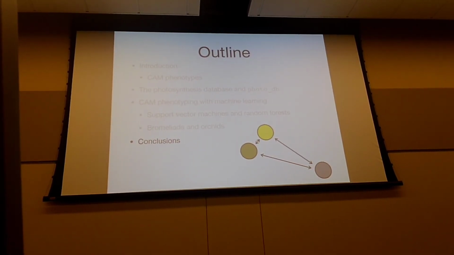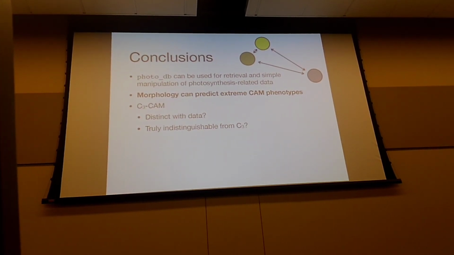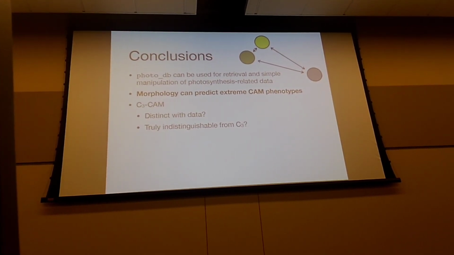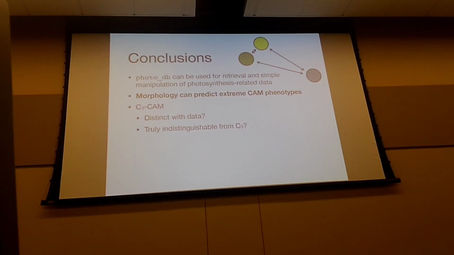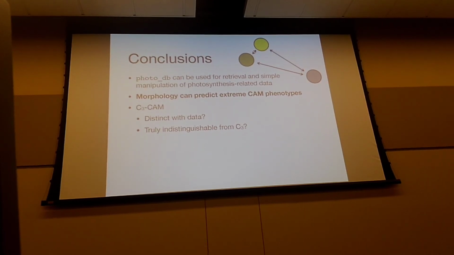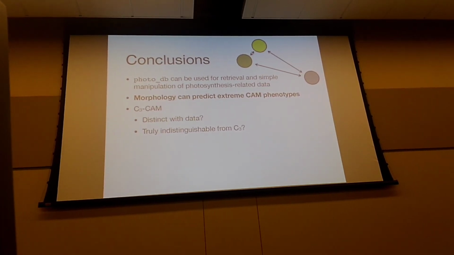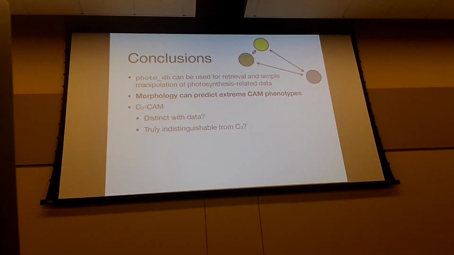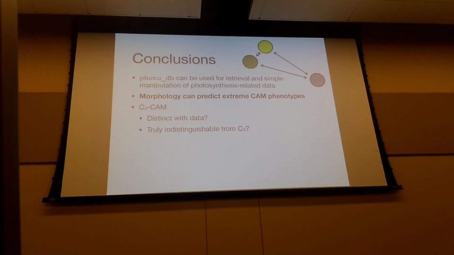So to conclude here, I hope that I've shown you that PhotoDB, this package, is useful. I hope that you'll use it or at least help me build it bigger. And what I find most exciting here is that morphology can reliably predict CAM phenotypes. Again, these are the most extreme phenotypes which we know carbon isotope ratios work with, but now we have physiological measurements and morphological measurements both telling us the same thing with high accuracy, which is great to know.